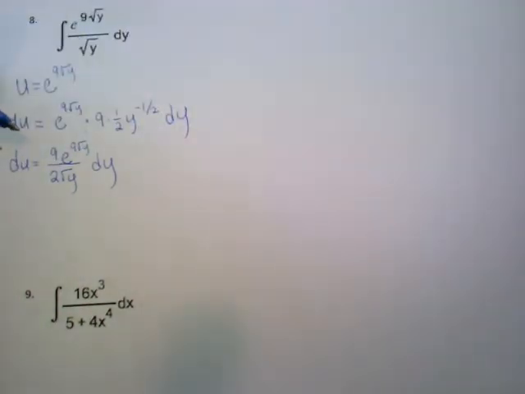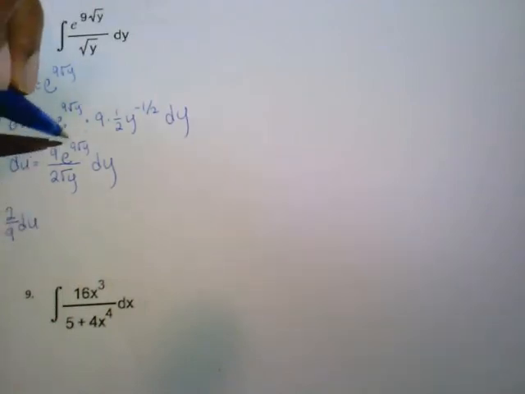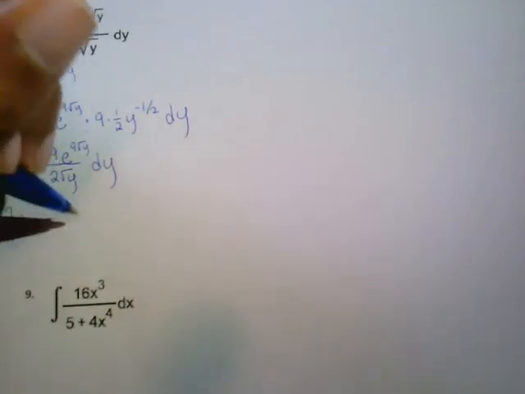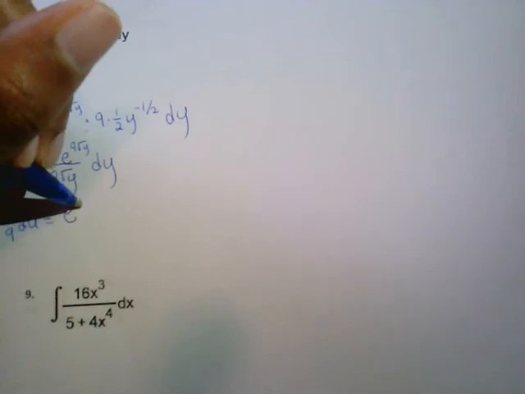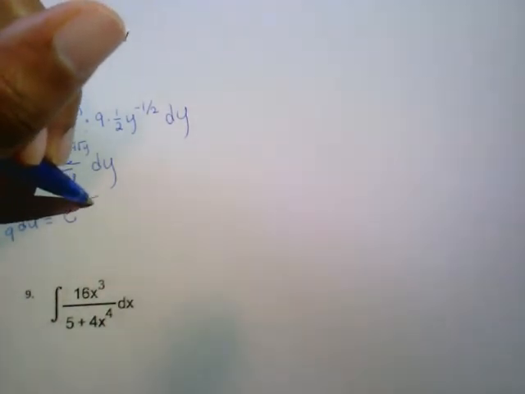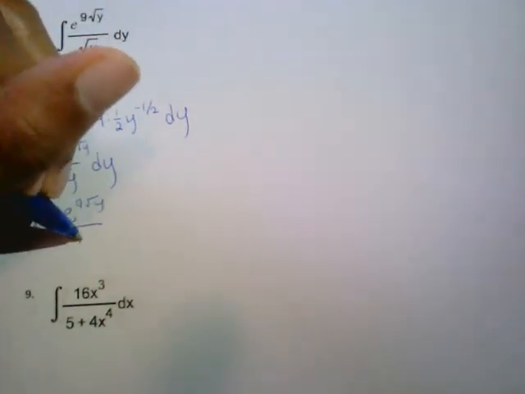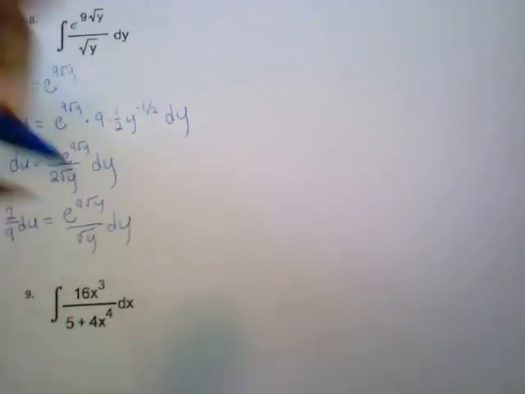So let's see. In terms of our original problem, we have the e to the 9 square root of y over square root of y dy. We just don't need the 9/2, so we'll multiply by 2 over 9. And then we can make a total substitution for everything that's in the problem. E to the 9 square root of y over the square root of y dy.